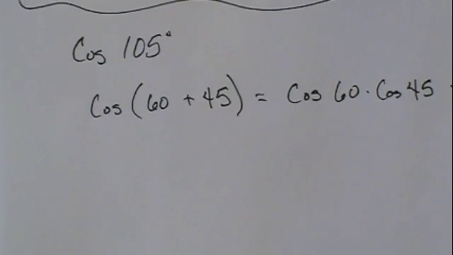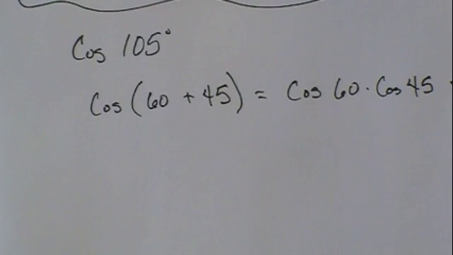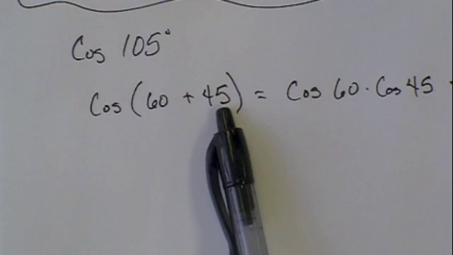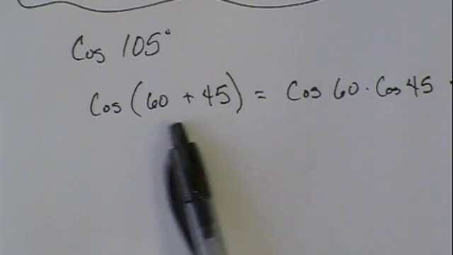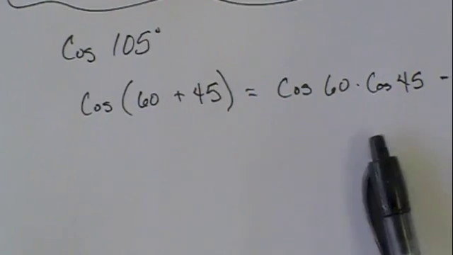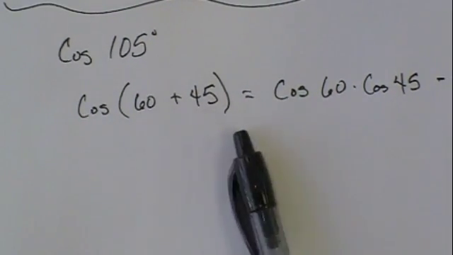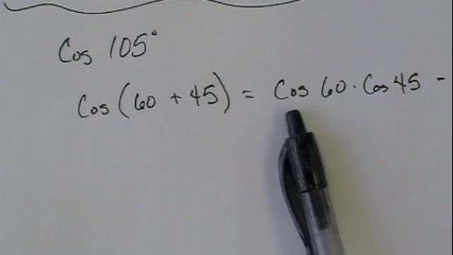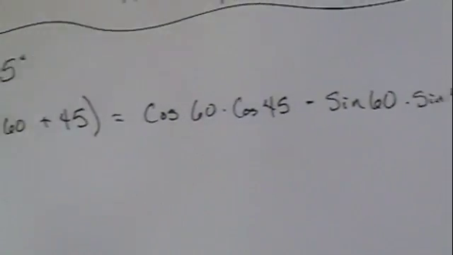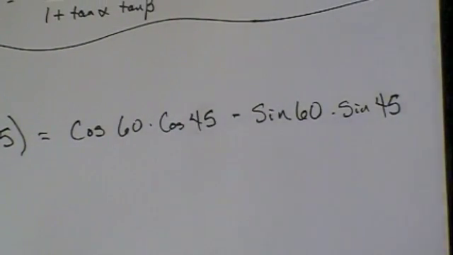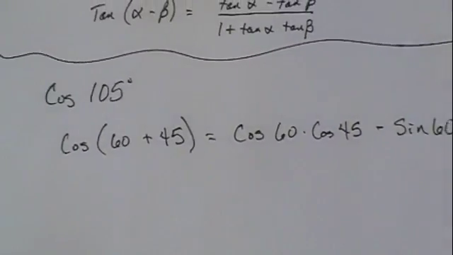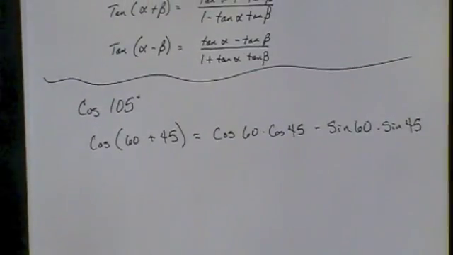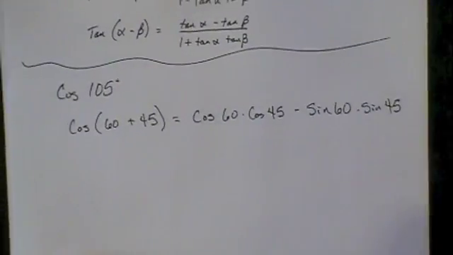For this example we have the cosine of 105 degrees, which is not on the unit circle. However, 60 and 45 are on the unit circle, and they add up to 105. For cosine, our sum of two angles formula, we take those two angles, 60 and 45: the cosine of 60 times the cosine of 45 minus the sine of 60 times the sine of 45. Now we just use our unit circle and we can find those values.